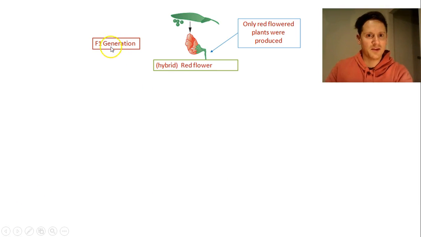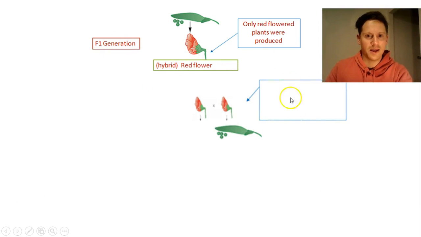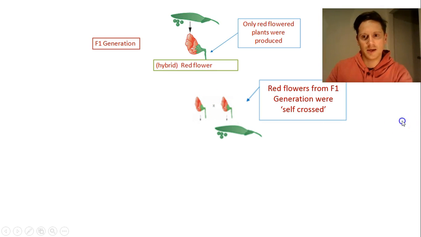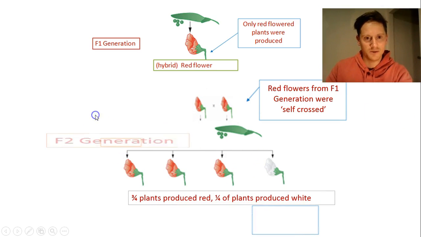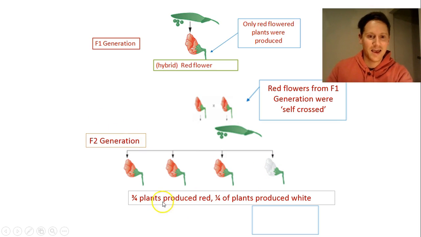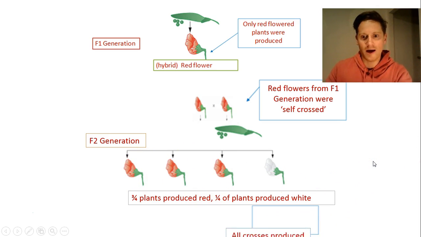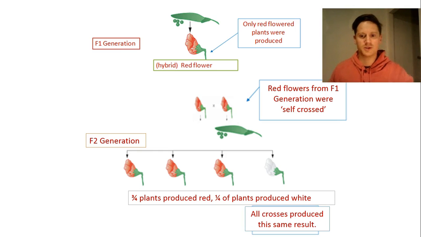The next experiment involved crossbreeding the F1 generation. So basically, all of those flowers were pollinated with each other, okay? So they were self-crossed. So you mix those together. Now the next generation, which we call the F2 generation, we had some interesting statistics, or he had some interesting statistics. 3/4 of all plants produced were red, and 1/4 of all plants produced were white. All crosses produced the same result.